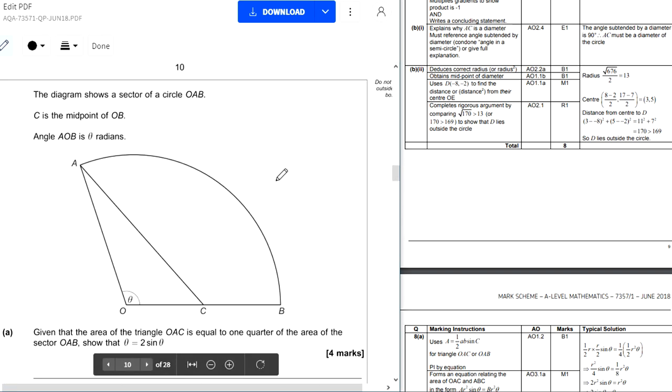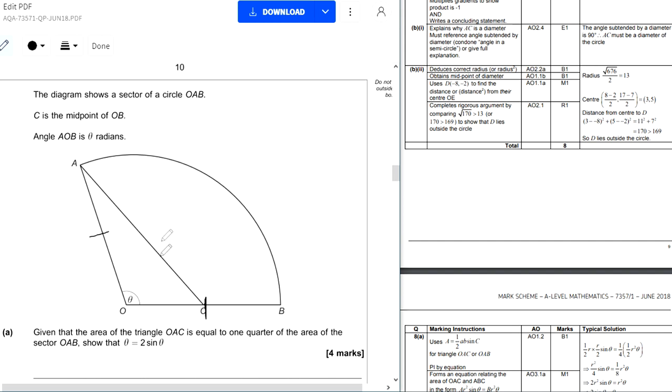Question 8. The diagram shows a sector of a circle OAB. C is the midpoint of OB. Angle OAB is that many radians. Okay. All of the information. So you want to really pick out all the information. So OAB is a sector of the circle OAB. So this whole thing is a sector. In other words, this length here is the same as this length here.